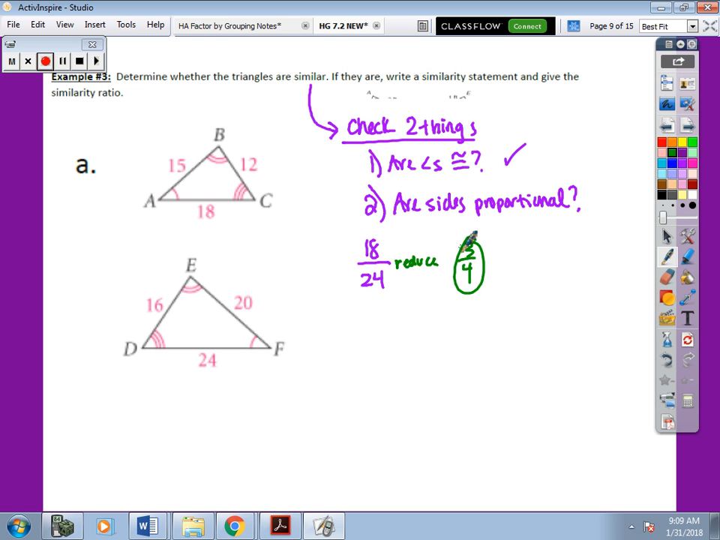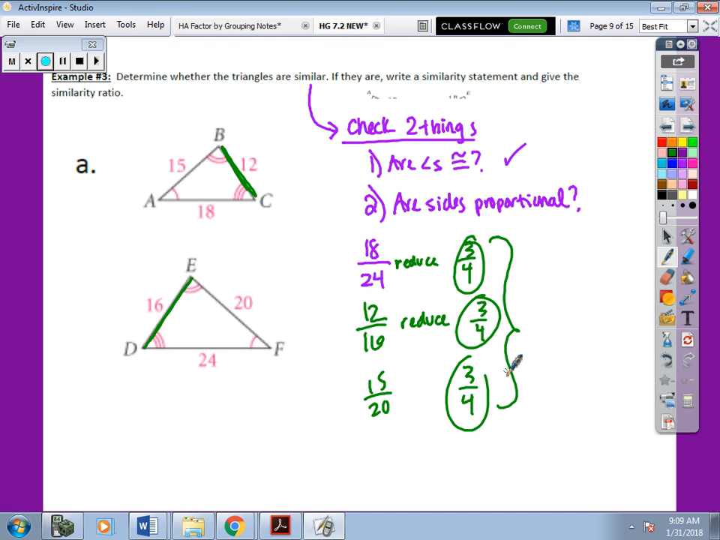Now we need to make sure all the other ones reduce to 3/4. So again, make sure you pick the corresponding parts. This 16 and this 12 are going to correspond. So we'll do 12 over 16 and reduce. Divide by 4 in the top and the bottom. We get 3/4. You could check in your calculator and get 0.75, but whenever you do your similarity ratio, you don't want 0.75, you want 3/4. That's why I say show this work. And then the last one would be 15 over 20, which again will reduce to 3/4. So since all of these are the same, the answer is yes.